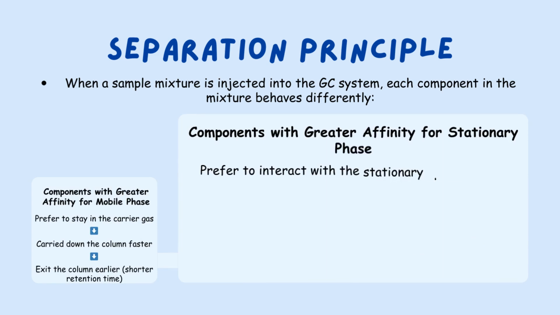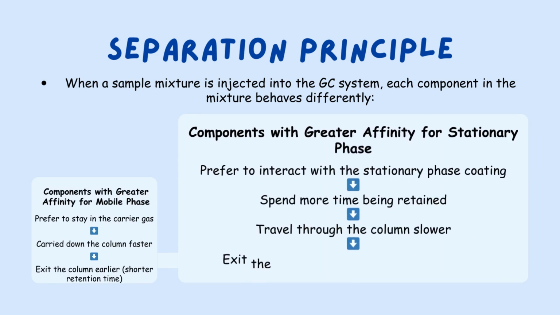On the other hand, components with greater affinity for the stationary phase prefer to interact with the stationary phase coating. They spend more time being retained by the stationary phase. Consequently, they travel through the column slower and exit the column later, resulting in a longer retention time.